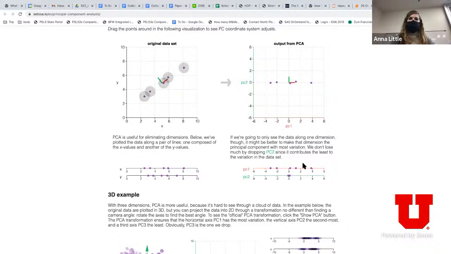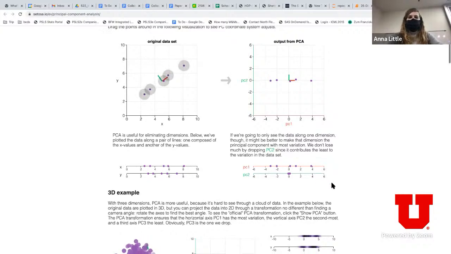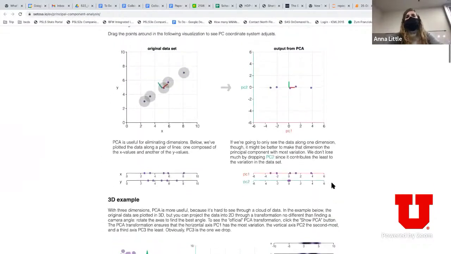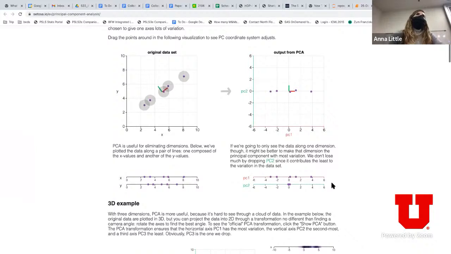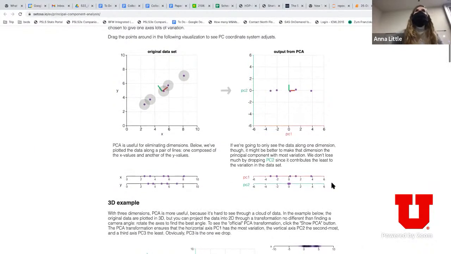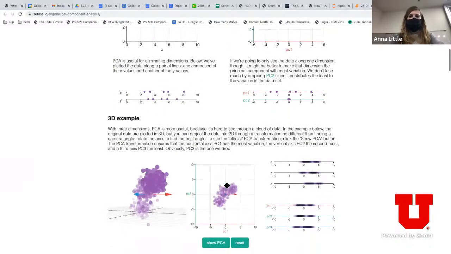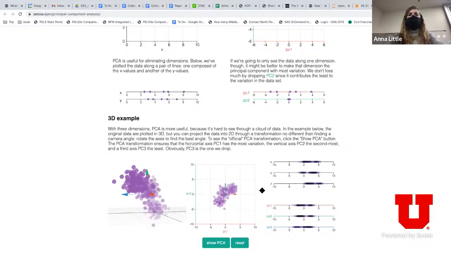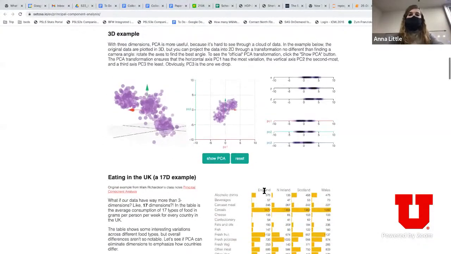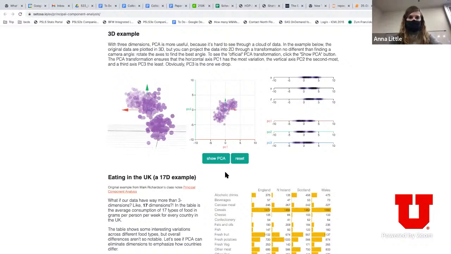Okay, so the idea being here, maybe we don't even need the green dimension at all. We could just throw it away and keep the red one, and that's really describing our data pretty well. Of course, with two-dimensional data, you don't really need to do dimension reduction, because two dimensions is not too many. But it's good to sort of understand what this method is doing. Let's take a look at a 3-dimensional example.